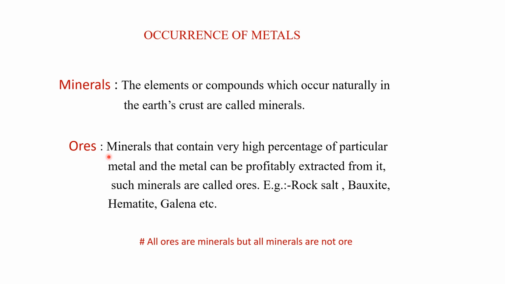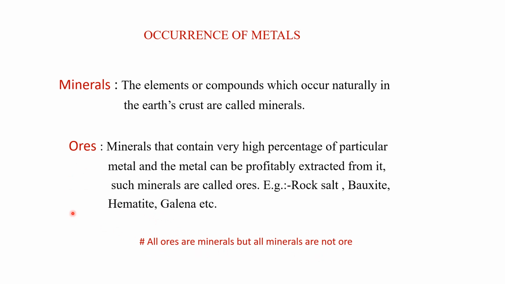Now what are ores? Those minerals which contain a very high percentage of a particular metal, and from which the metal can be profitably extracted, are called ores. Example: rock salt, the ore of sodium; bauxite, the ore of aluminium; hematite, the ore of iron; and galena, the ore of lead. So among these you will find that all ores are minerals, but all minerals are not ores.